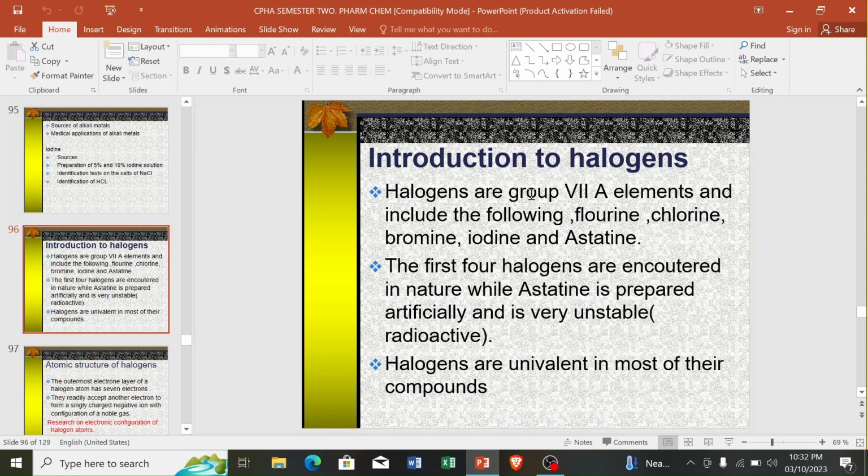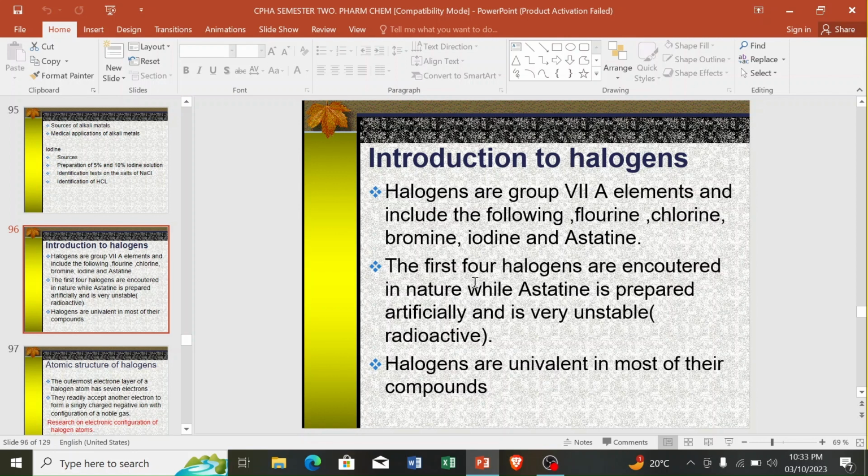Halogens are group 7A elements, and this includes the following. We have fluorine, chlorine, bromine, iodine, and then the last is astatine. So you should know how to write the chemical symbol of fluorine, chlorine, bromine, iodine, and astatine. So the first 4 elements are encountered in nature, while astatine is prepared artificially and is a very unstable radioactive element.